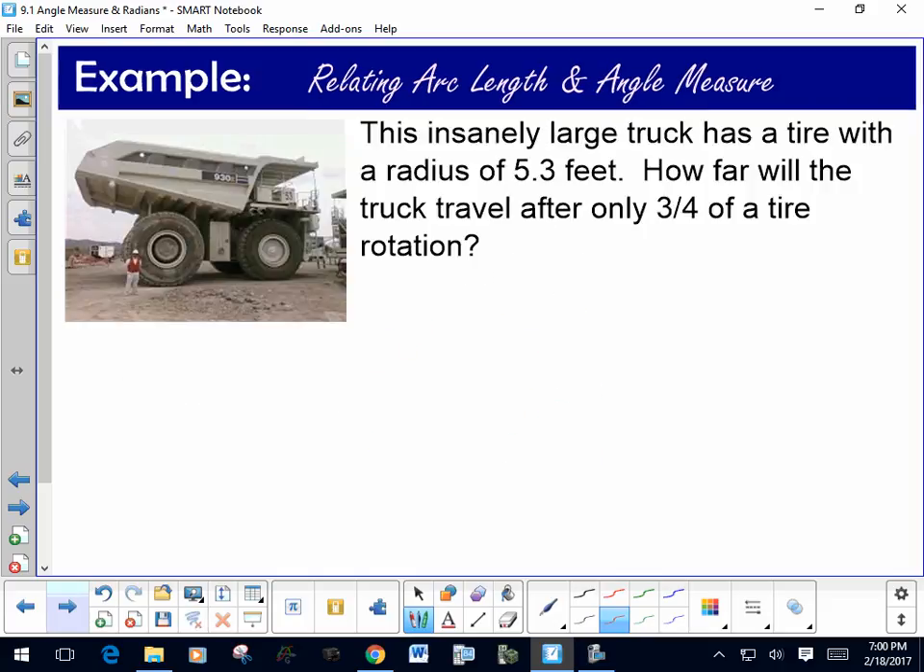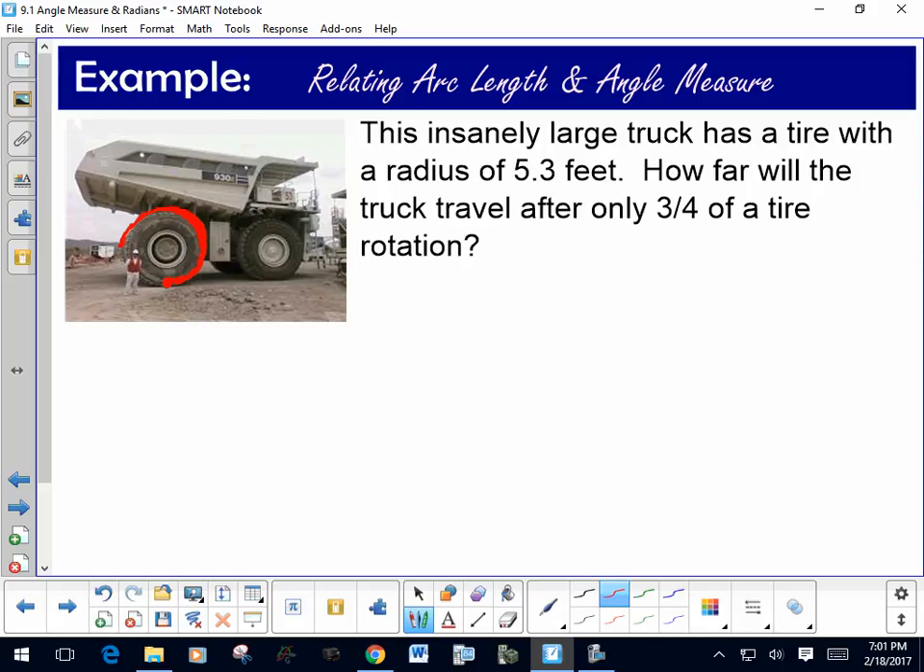Okay, last one. We've got this insanely large truck. It has a tire with a radius of 5.3 feet. We want to know how far the truck will travel if its tire rotates 3/4 of a turn. So this is kind of interesting to think about. You've got this point on your tire that's touching the ground, and as your tire rolls forward, essentially the distance you move forward is the arc length of your tire. It's hard to picture that, but I think one of the best ways is to take a roll of tape and hold the end of the tape down and unroll the tape, and you can see that arc length rolling off there.